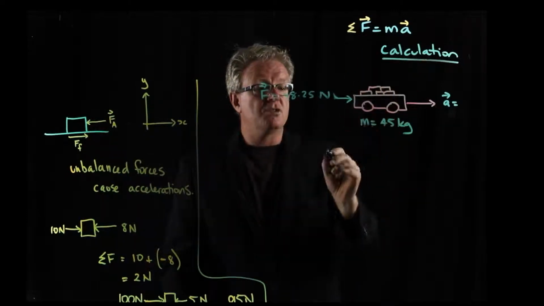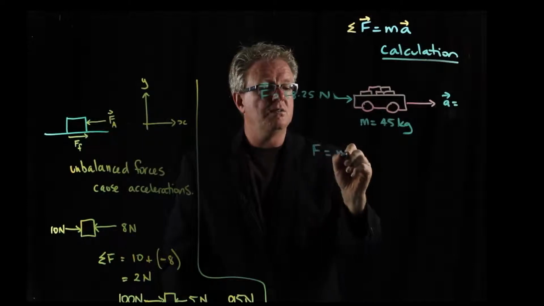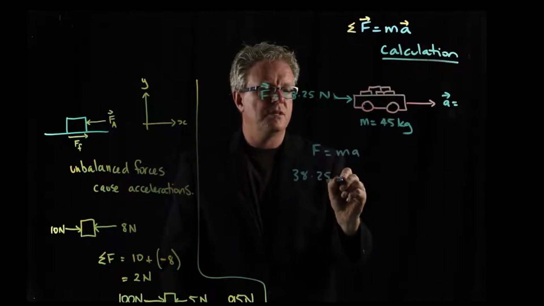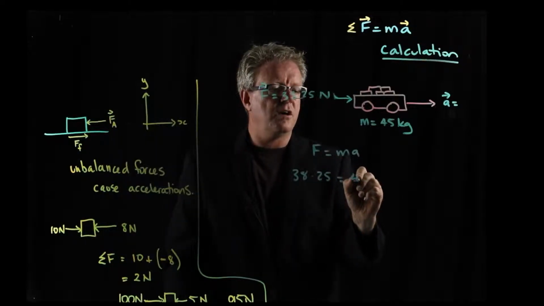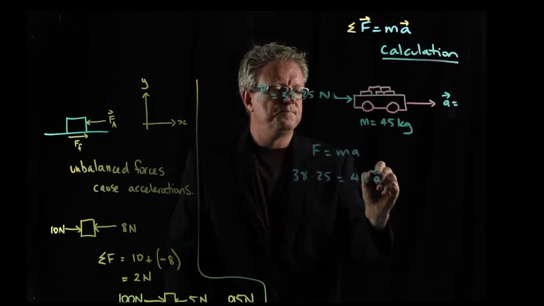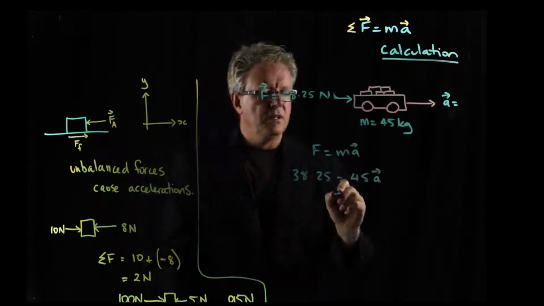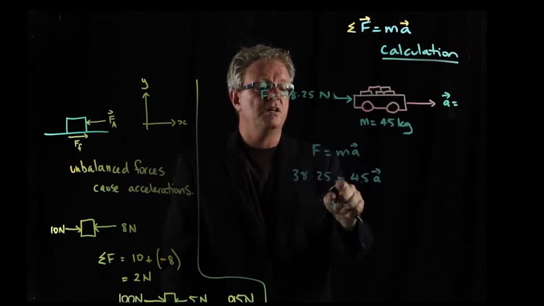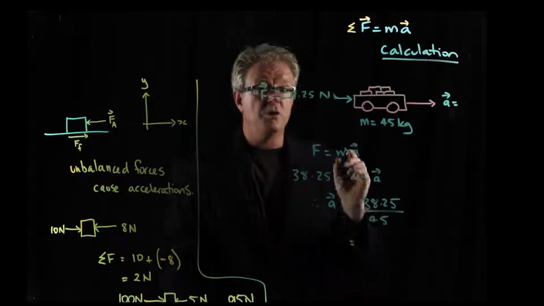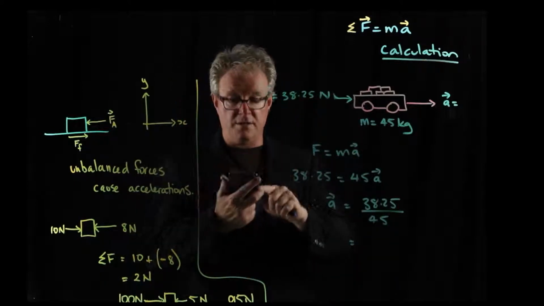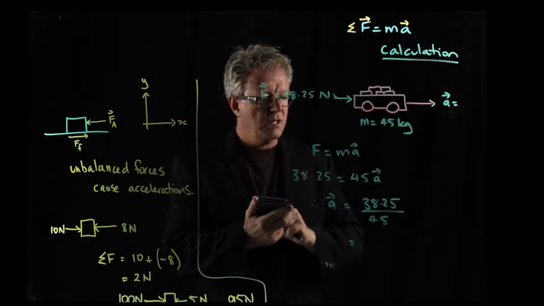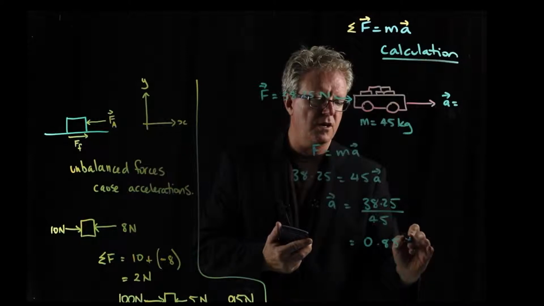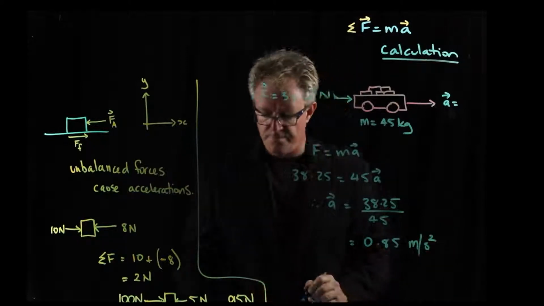Well, this is just straight substitution. So F equals ma. We know that F is 38.25. The mass is 45 times a. Well, therefore a is going to be 38.25 divided by 45. And when you do that, what do you get? Let's find it out. 38.25 divided by 45, and you get 0.85 meters per second squared.